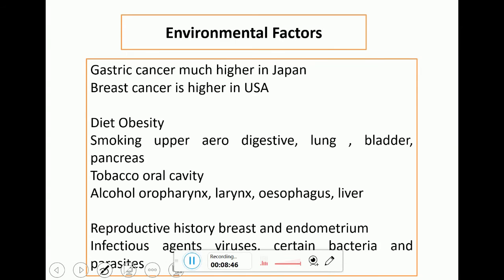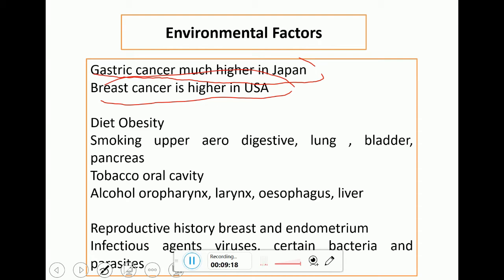Now, environmental factors. Environmental factors play a role in the development of cancer. Basically, all human beings have cancer-causing genes, but not all human beings develop cancer; only some individuals do. So environmental factors play a crucial role. For example, gastric cancer is much higher in Japan than in any other country, and breast cancer is higher in the USA. Why is it so?